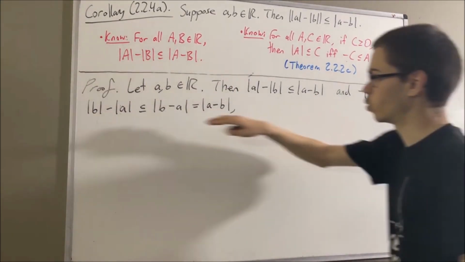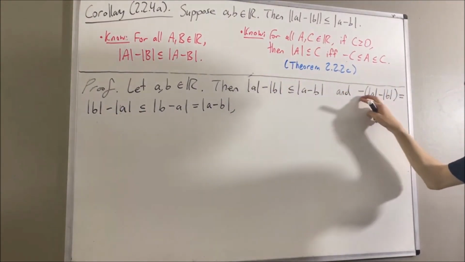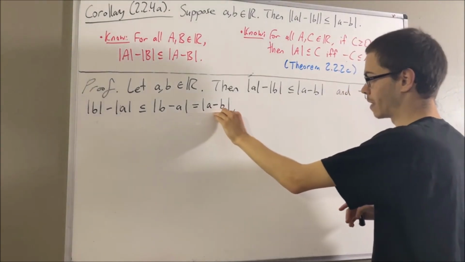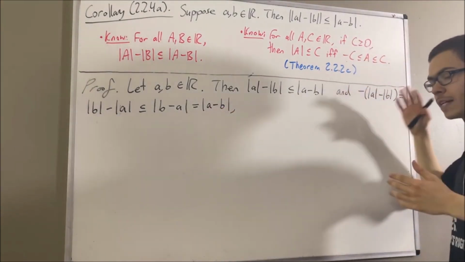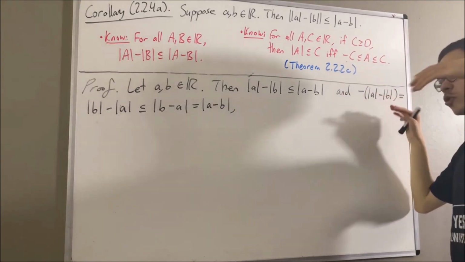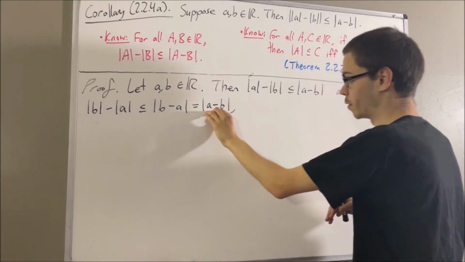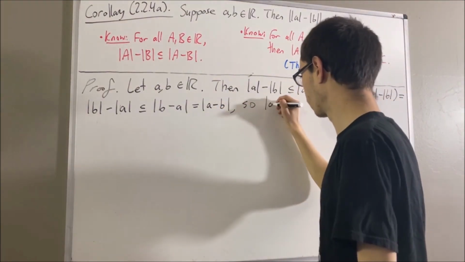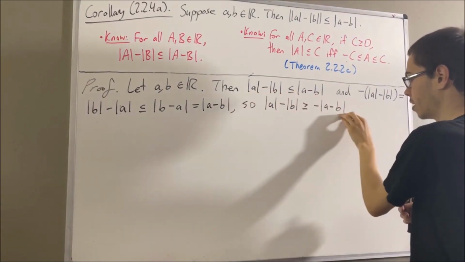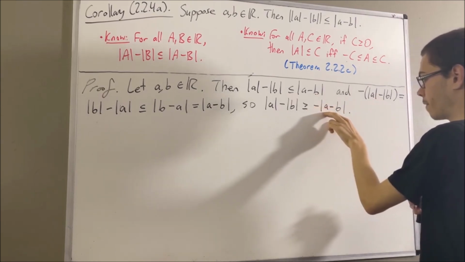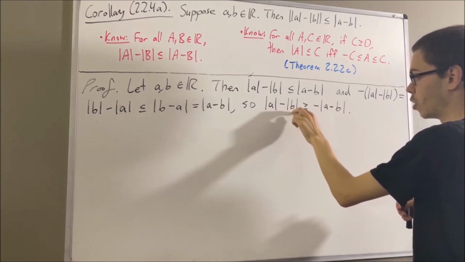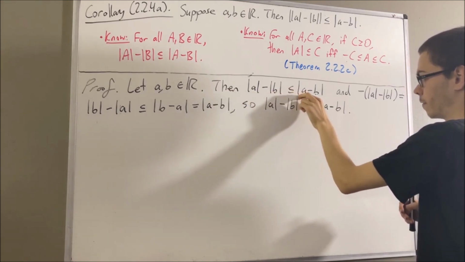Now, in this second inequality, we have shown that the negative of absolute value of a minus absolute value of b is less than or equal to absolute value of a minus b. Well, if we multiply -1 on both sides, we get that the absolute value of a minus the absolute value of b is greater than or equal to the negative of absolute value of a minus b. And so, focusing on this inequality and this inequality, we see that the negative of absolute value of a minus b is less than or equal to absolute value of a minus absolute value of b, which is less than or equal to absolute value of a minus b.